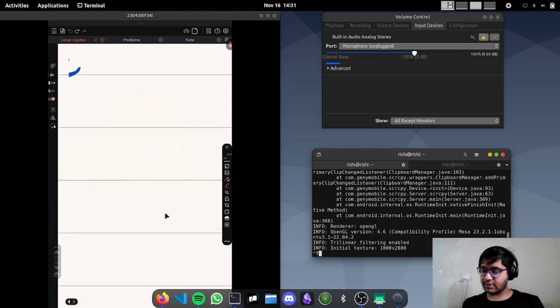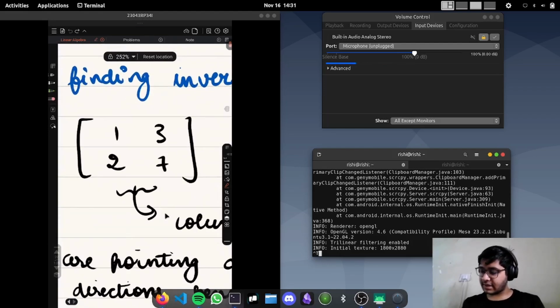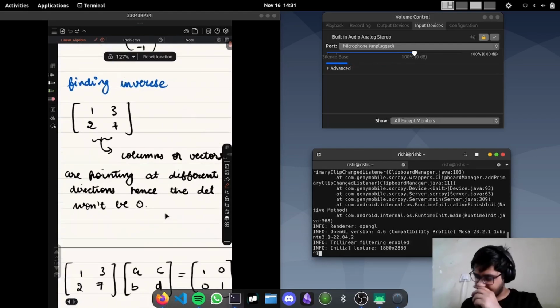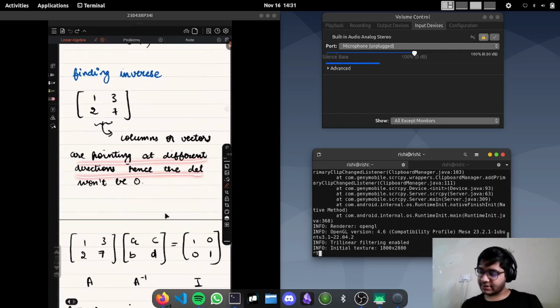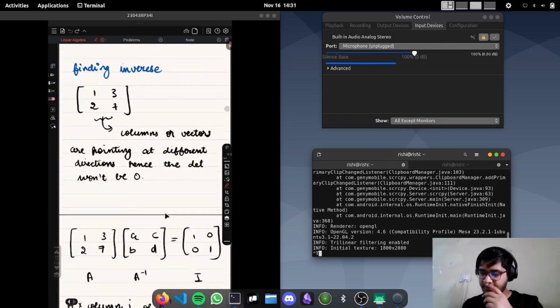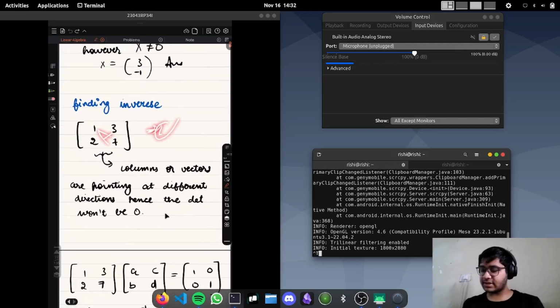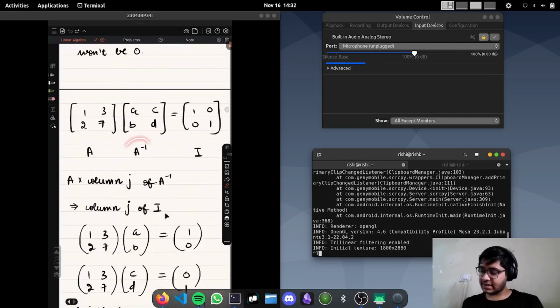So we can tell them apart for small matrices, and even for large matrices I guess, when they are pointing in different directions, the determinant won't be 0. We can also just calculate the determinant. So 7 minus 6 is 1, which is not 0, so this works. See, there is an A inverse matrix.